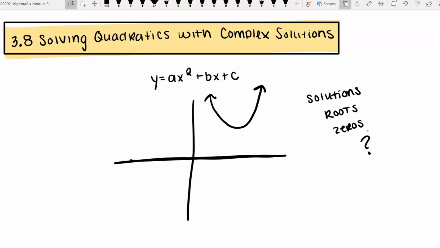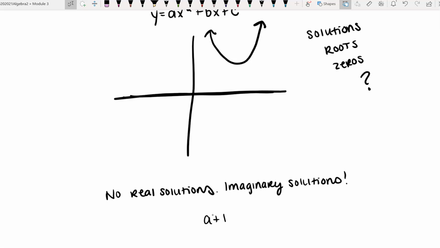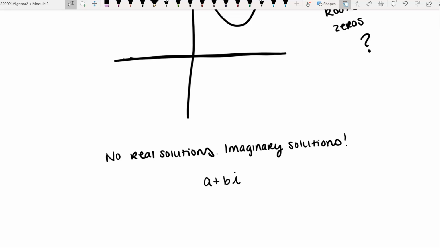So again, the solutions that you're going to get in this section are not real solutions. They are imaginary solutions, meaning we're going to have complex numbers. Remember, a complex number is in the form a plus bi, so it might look like that. It might look like just something like 2i or the square root of 2i, something like that.